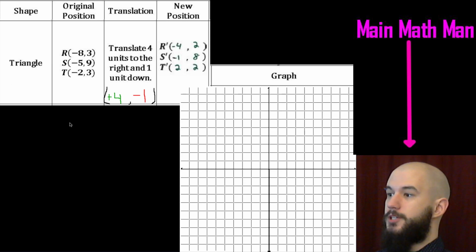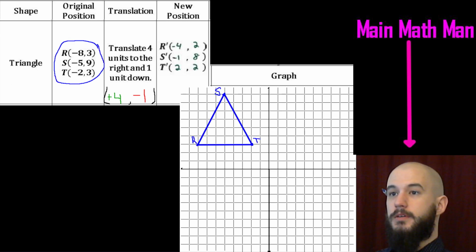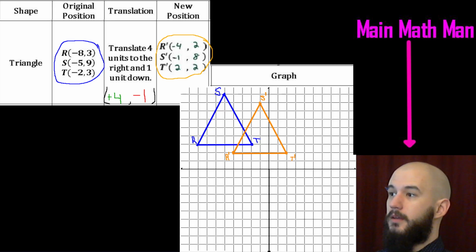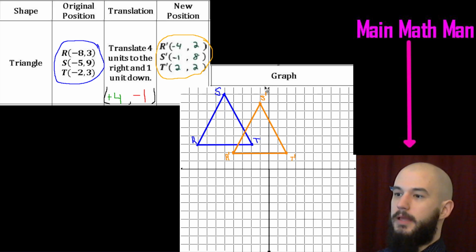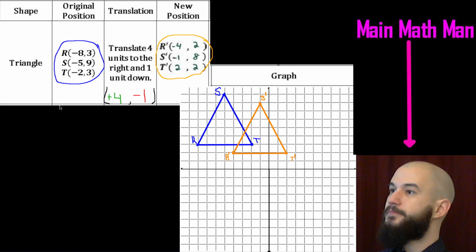Just like in the last one, you want to plot the original points, you want to plot the new points, or the image, and you want to make sure you label them, because a lot of times if you don't label them, it's just a shape out in the middle of space. So you have to be able to label those new points.